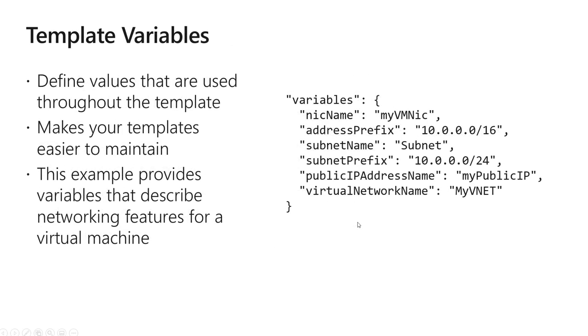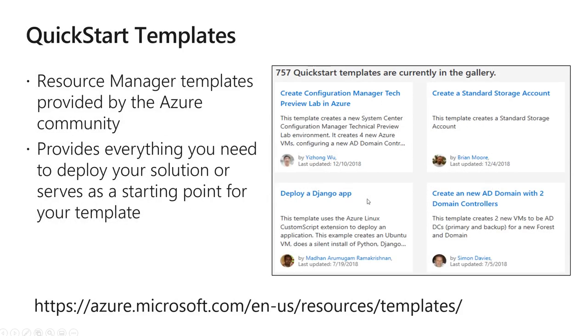And this section is the variables. It defines the values that are used throughout the template, so the variables can help make your template easier to maintain. For example, here we have the variables for a virtual machine. They specify the network address and the subnet of the network, and also the name for the public IP address, right?